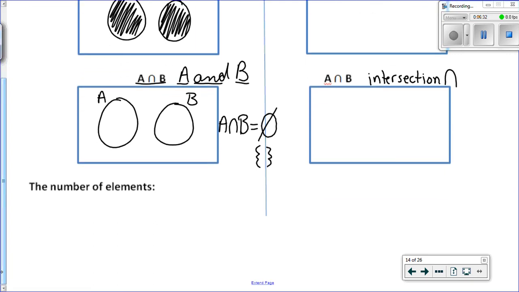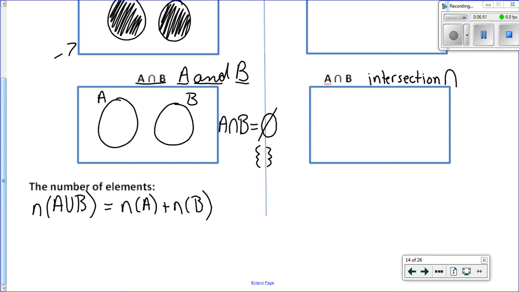And here are number of elements. The number of elements in the union of A and B, that's our first diagram, is the number of elements in A plus the number of elements in B. So I would just add them up. If I had, say, 3 numbers in this set up here, and 2 in here, then the number of elements in the union would be 5, that's 3 plus 2. And then lastly, on this side, the number of elements in the intersection of A and B is none. Because we don't have an intersection, it's the empty set.